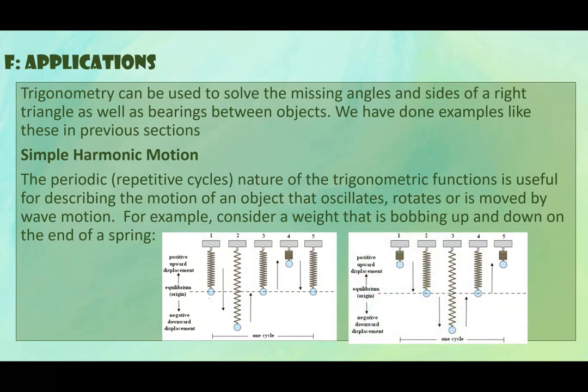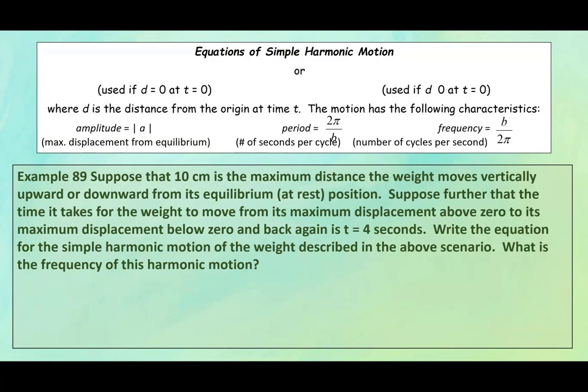Now, if the equilibrium is at the origin, then we use a sine function like this right here. And if the equilibrium is not at the origin, we can use a cosine function. So, the equations for simple harmonic motion are used right here. Amplitude is always the absolute value of A, just like it is in all of the other things that we've done. Period is 2 pi over B, the number of seconds per cycle, and frequency is B over 2 pi, or the number of cycles per second.